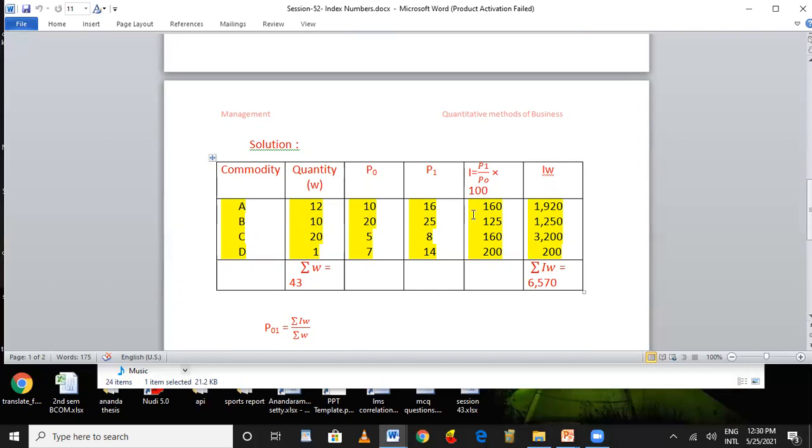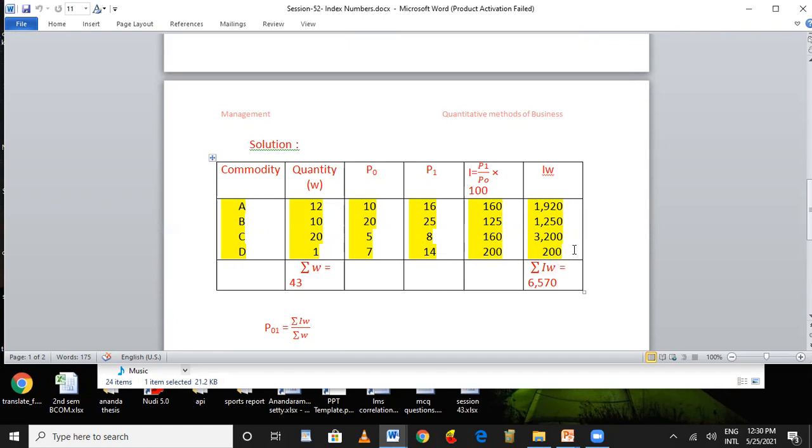Now, for the IW, multiply here 160 into 12, it comes to 1920. 125 into 10 comes to 1250. 160 into 20 comes to 3200. 200 into 1 comes to 200. Here, individual weights have been given for the different commodities A, B, C, D.